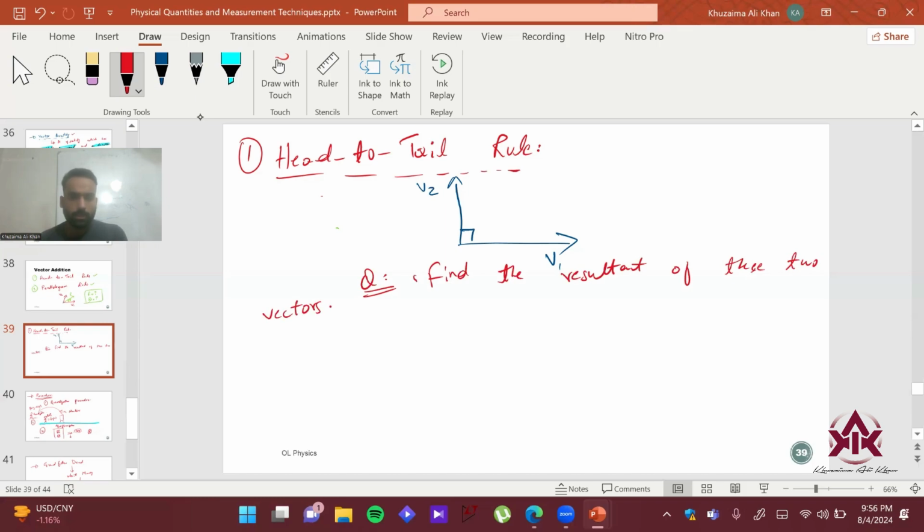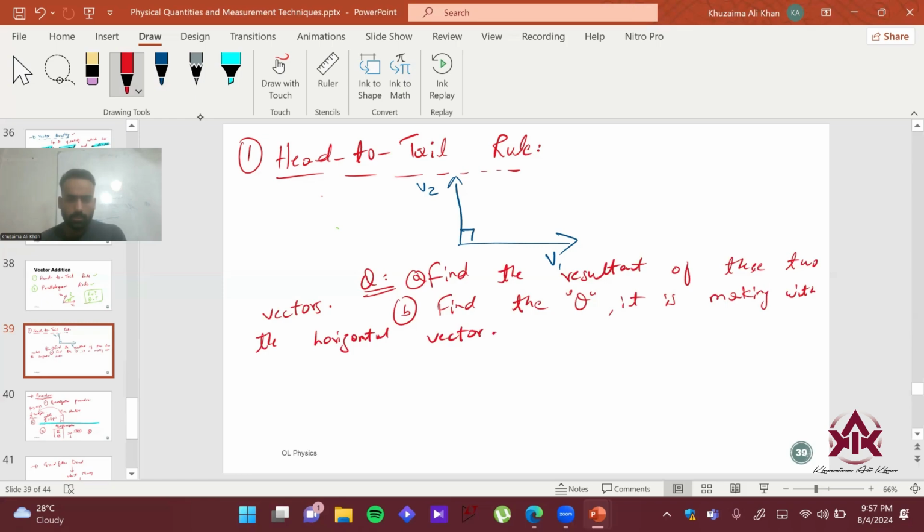This is part A, and I also say: find the angle theta it is making with the horizontal vector. This one is 2 marks, this one is 4 marks. So this is the question, and you're employing the head to tail rule to solve it.